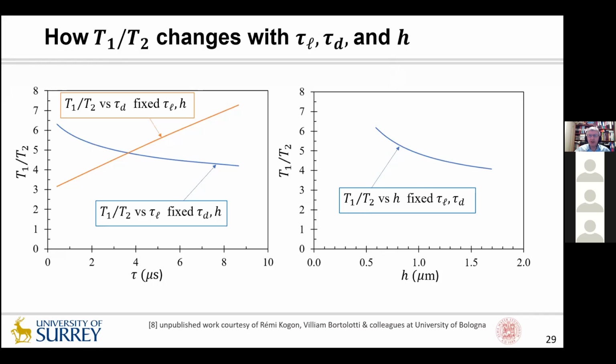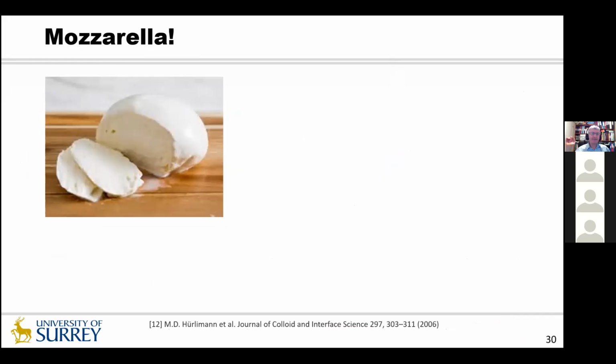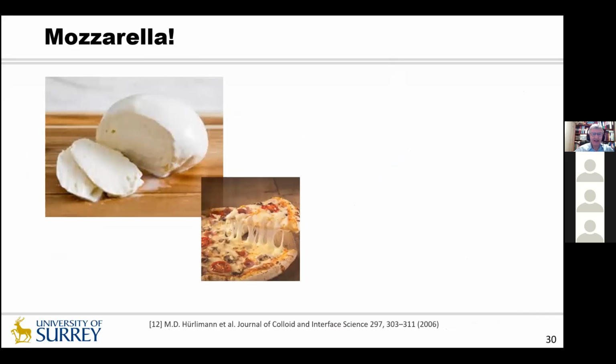Now, this is work in progress, which is my way of saying that I don't understand this. I have absolutely no clue what's going on here, and I'm going to move on. And I'm going to move on to look at our final system, and we're interested in whether the 3-tau model can be applied to soft material systems. So we looked at a soft material system, and it was mozzarella, a pizza topping. 3-tau model moves into pizza toppings.